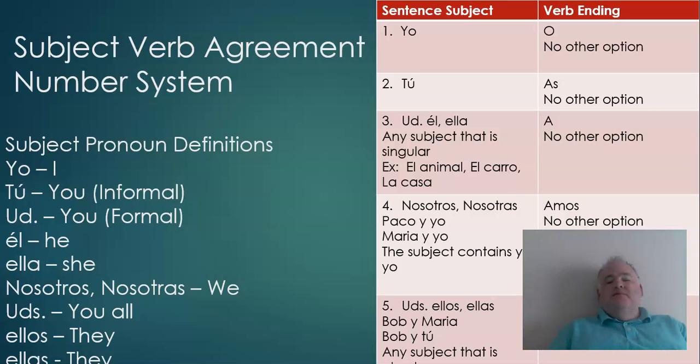Number 3, when the subject of your sentence can be usted, which is you formal, él, which is he, ella, which is she, or any subject that is singular, no matter what it might be. For example, el animal, singular, el carro, singular, la casa, singular. Your verb ending is A. So, Señor Daniel, usted habla. Él habla. Ella habla. El animal habla.